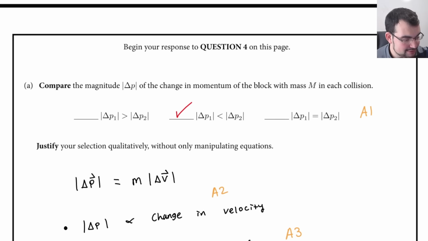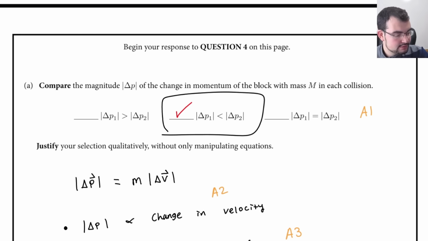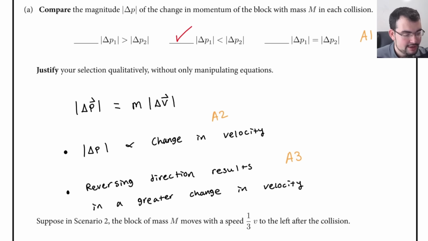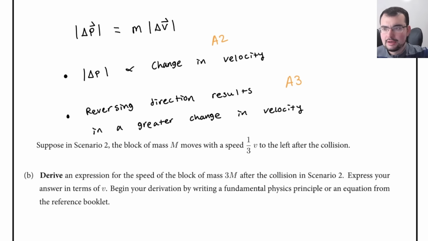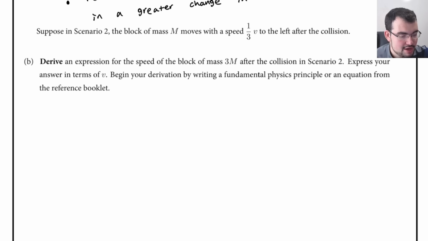Also realize that the checkbox is like how I concluded. That's my conclusion, right? This is sort of me just stating what I know. Momentum change is going to be proportional to velocity change, and reversing direction causes a larger velocity change. All right, now we've got a straightforward derivation.